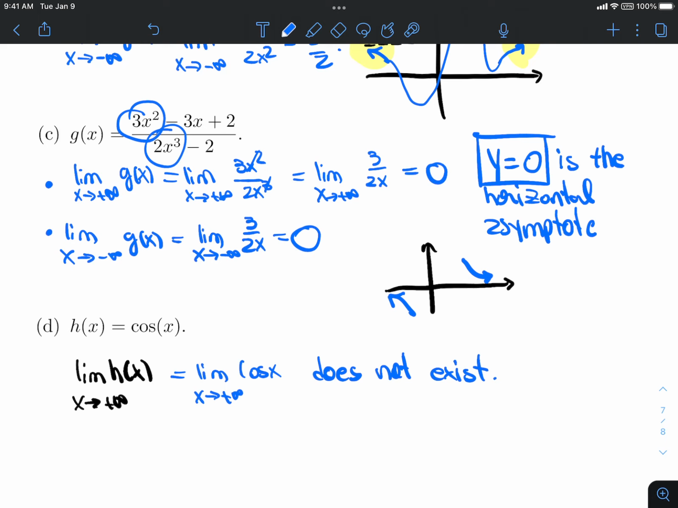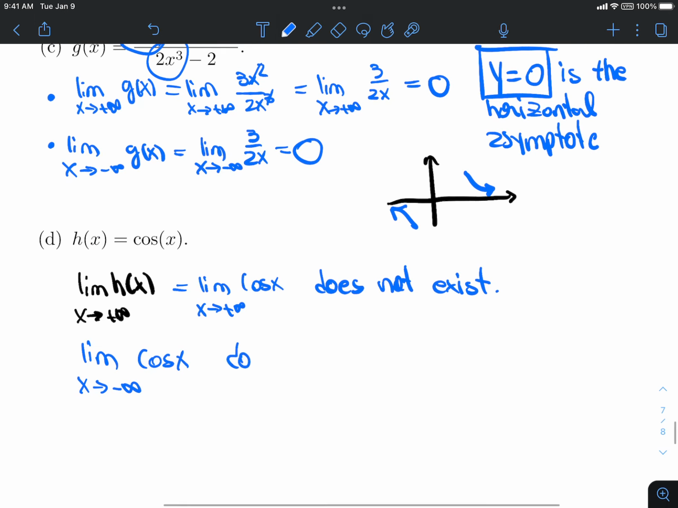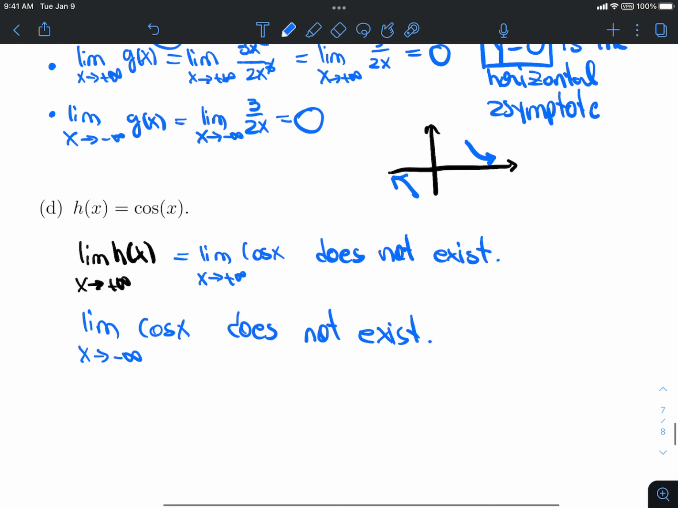So we can conclude that the same will happen on the left side. It also does not exist. And this means that there are no horizontal asymptotes.